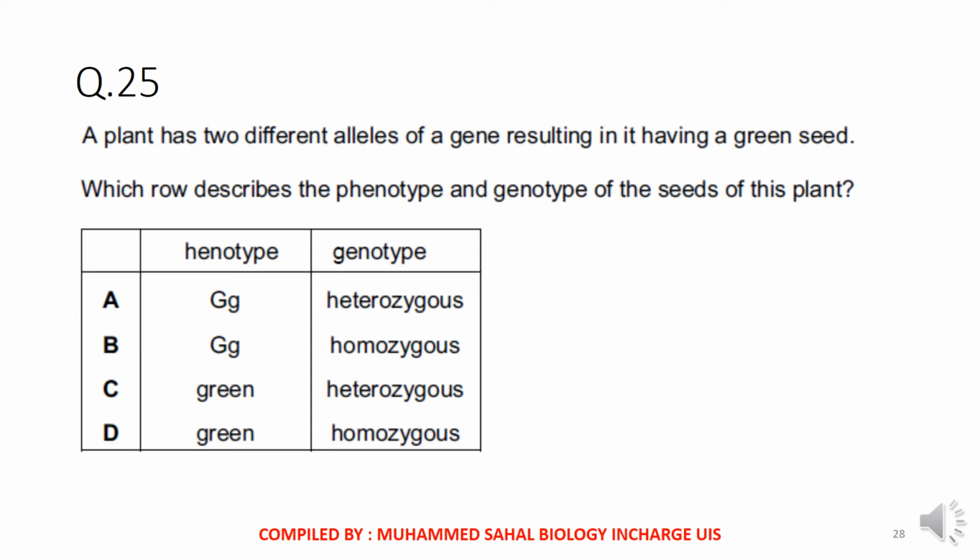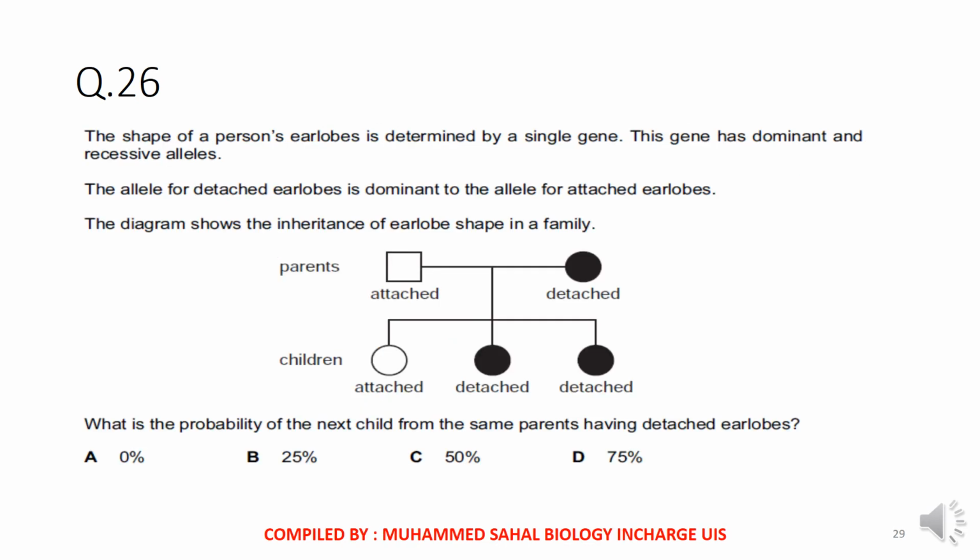A plant has two different alleles of a gene, resulting in it having a green seed. Which row describes the phenotype and genotype of the seeds of this plant? The answer is C. Question number 26.